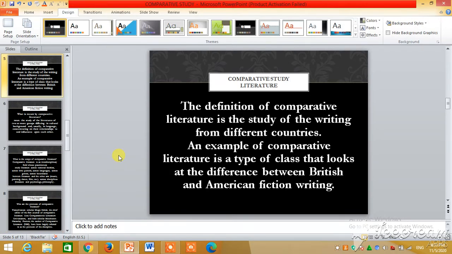The definition of comparative literature is the study of writing from different countries. An example of comparative study literature is a type of class that looks at differences between British and American fiction writing.